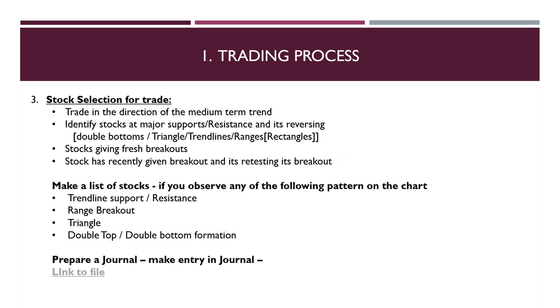So out of this, how my stock selection starts is, trade in the direction of the medium term trend. So identify a stock at major support or resistance and it's reversing. Maybe, as I told you, any pattern like triangles, ranges, trend lines, double bottoms, or a stock giving a fresh breakout, or a stock that has recently given a breakout and is retesting its breakout. Getting my point? So the stock has already given a breakout of a pattern. Its target is still pending, but it's retesting its breakout level. So these are the stocks which I select for my momentum trading.